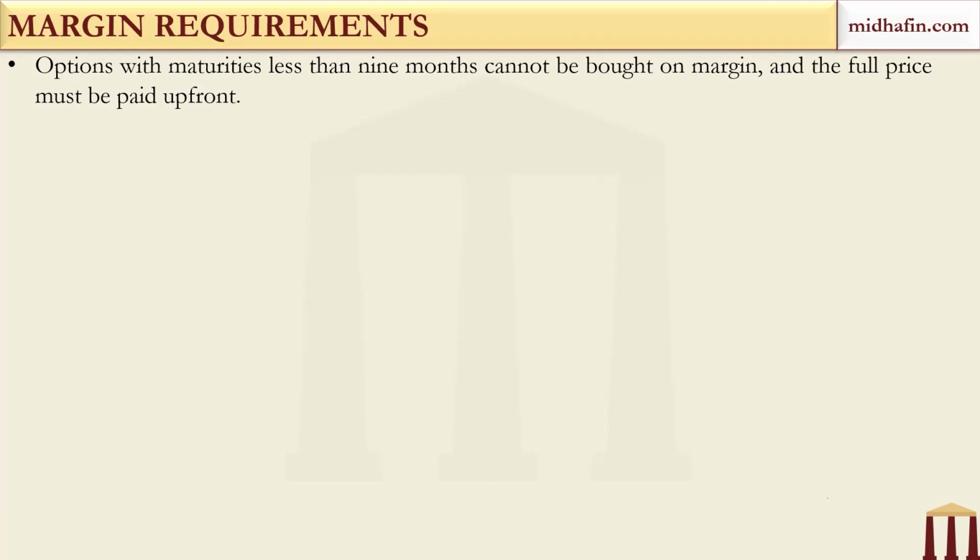Okay. However, there are a few more peculiarities that we need to understand, because in the previous chapters, in the futures market, you might have studied one thing called other uses of margin requirements, where you might have studied buying on margin. In the case of options, buying on margin is not possible if the option has a maturity less than 9 months. So if you are trading a 3-month option, 4-month option, 5-month option, be it call or put, you cannot buy on margin. You'll have to pay the full price upfront.